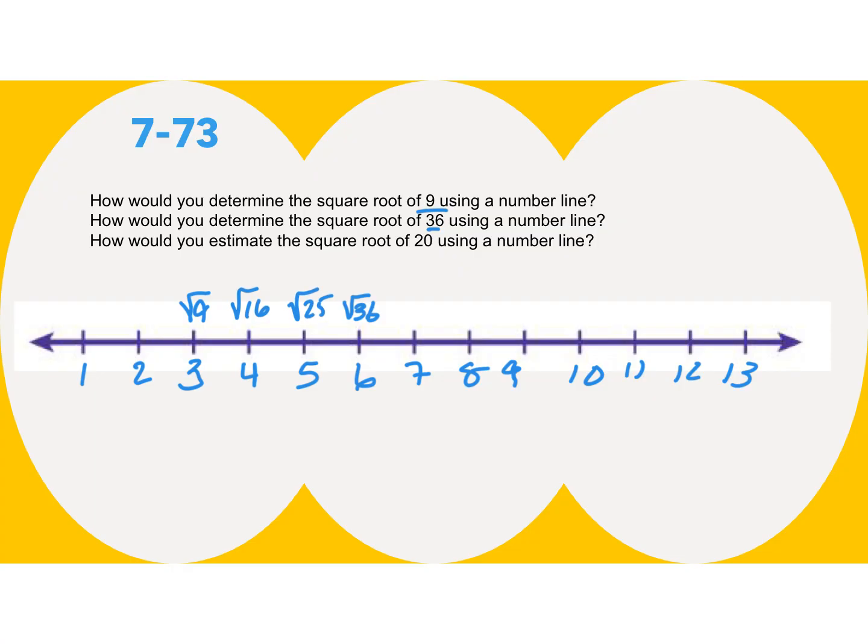So if I were trying to plot, hey, where's the square root of 20? That's going to lie somewhere between 16 and 25, close to the middle, because when you compare 20 to 16, we're 4 away, and when we compare 20 to 25, we're 5 away. So I could say here that we're right around 4.4 as the square root of 20.